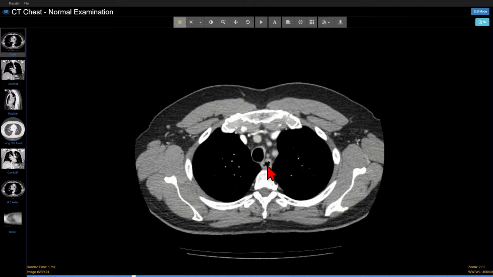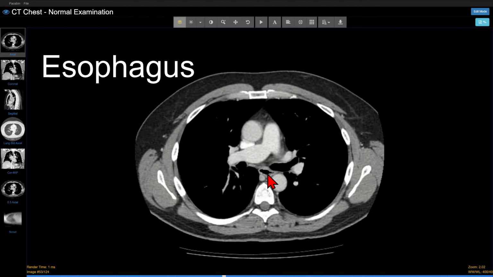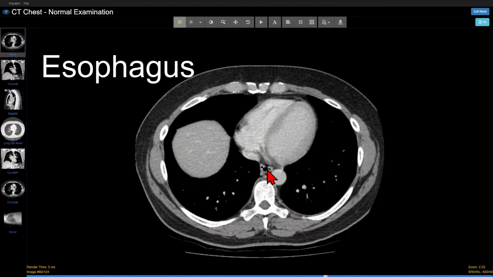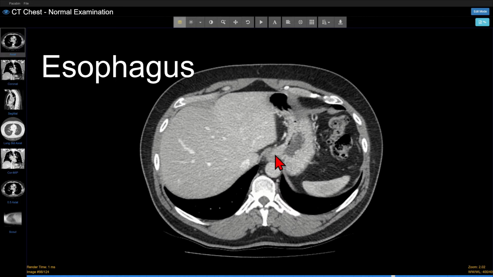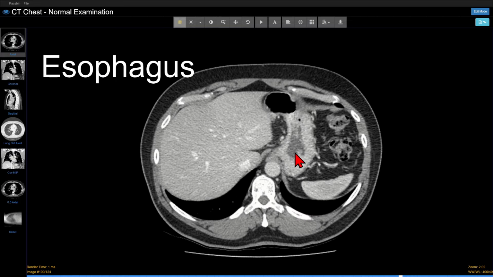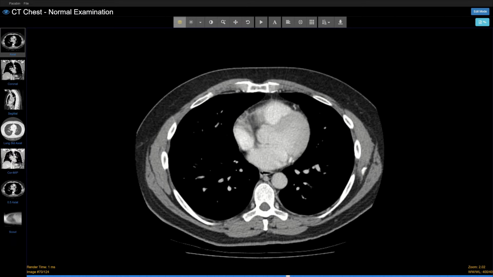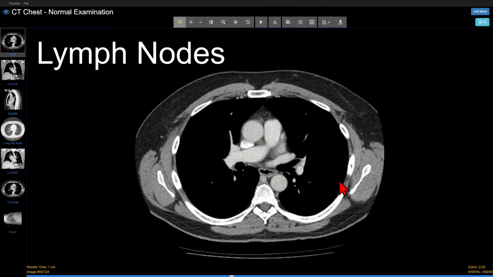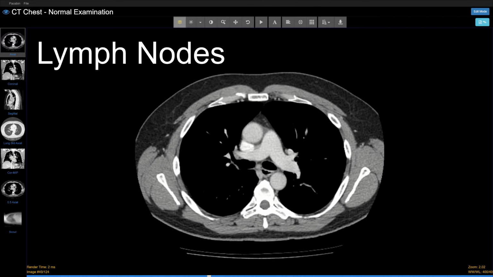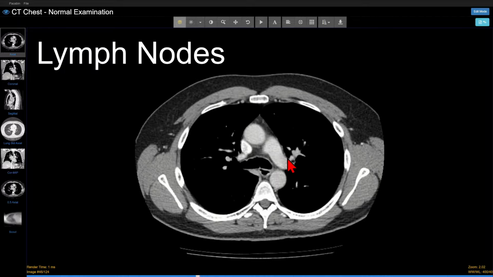This here posteriorly is the esophagus, extending all the way down to the level of the GE junction and stomach. Before we go on to the lungs, one last important thing to touch on here are the lymph node stations. And we'll cover the most clinically important ones.